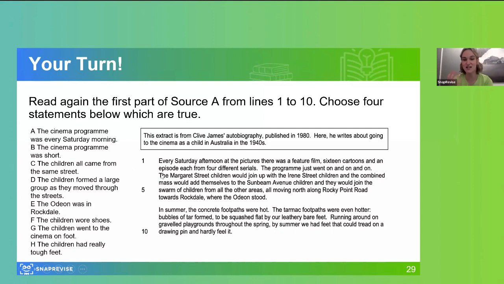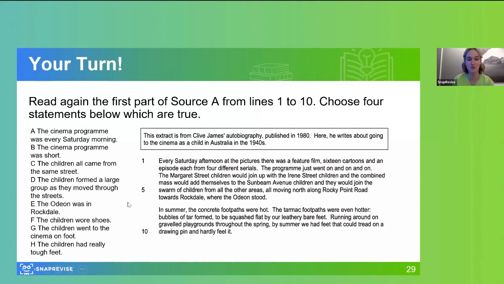There's children from Margaret Street, Irene Street, Sunbeam Street, and so on. D: the children formed a large group as they moved through the streets. Is that true or is that false? There is a specific word that tells you exactly whether that is true or not. Exactly, yes. So D is true. You know that by the fact that the writer has chosen the word swarm. So a swarm of children tells you that they did form a large group.